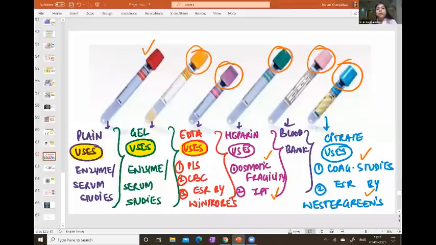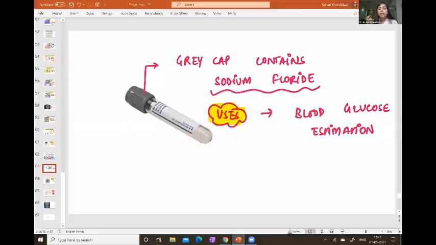Then students, another popularly used cap, gray cap. This contains sodium fluoride. Sodium fluoride will inhibit the enzyme enolase. That is why it is used for blood glucose or blood sugar estimation, right? Last two slides, do not get haywire. We're just about to finish all these slides, right?